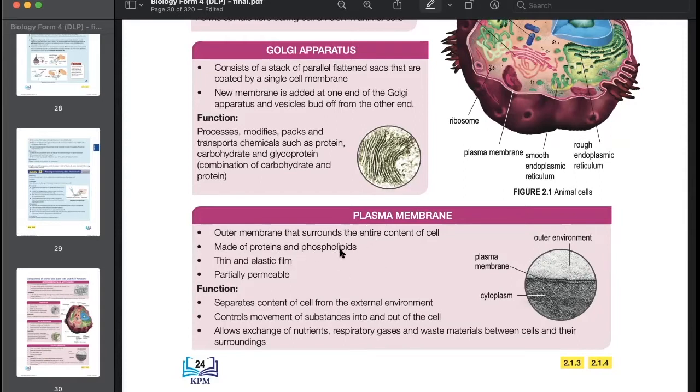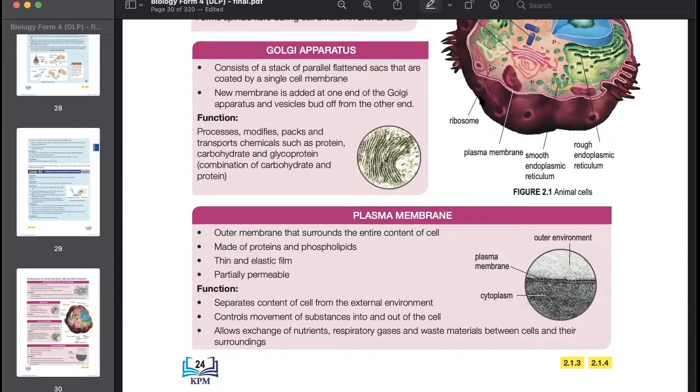Okay, nanti kita akan belajar detail next chapter. And then it is thin and elastic, firm and partially permeable. Okay, for those who don't know, permeable ni maksudnya adalah its ability to allow all substance to cross through it. Maksudnya tapi kalau kat sini kita tengok plasma membrane ini partially, so it only allow some substance to go in and go out from the cell.